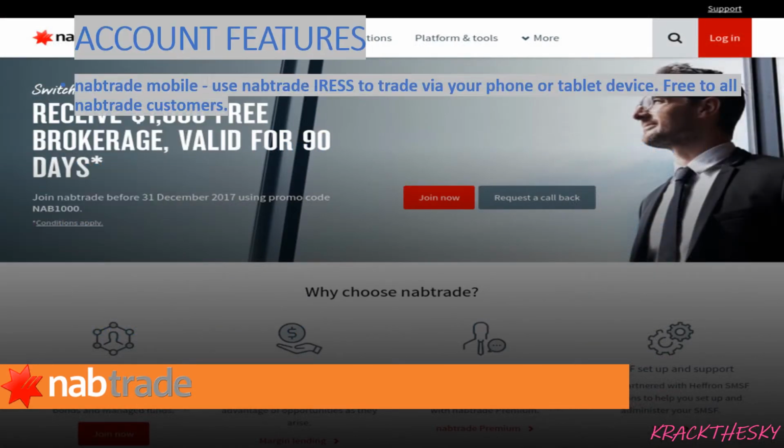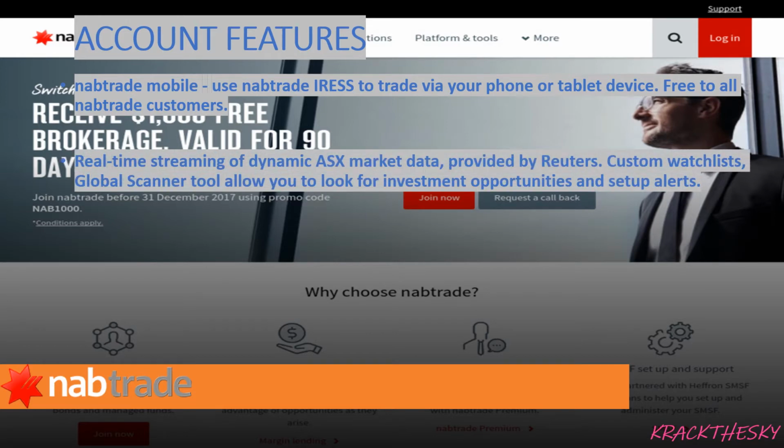A few more features here. NABtrade also has a mobile app, and within the app you can actually use NABtrader Iris, and that allows you to trade on your phone or your tablet or whatever. So that is actually free to all customers, your mobile app. With NABtrade you also get real-time streaming of dynamic ASX data, and that's provided by Reuters.